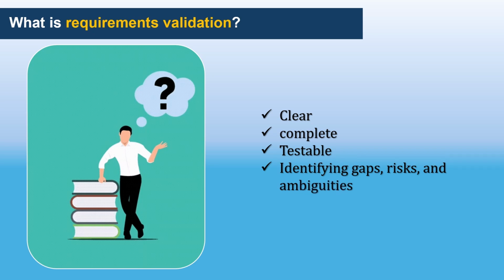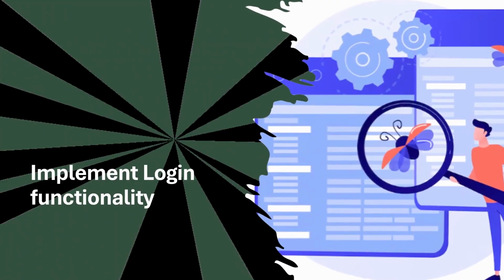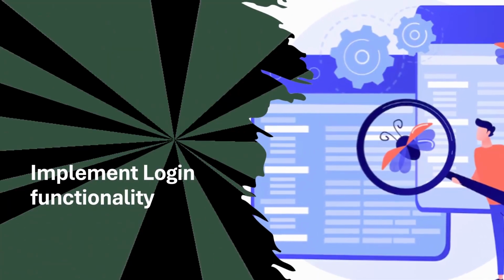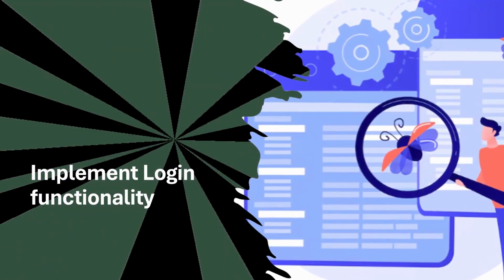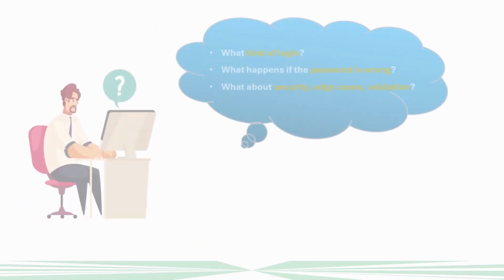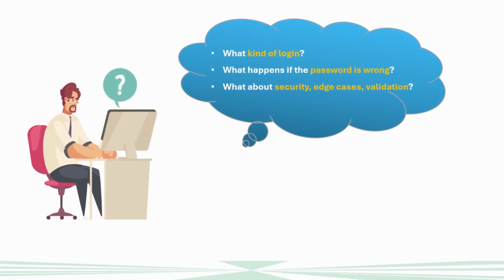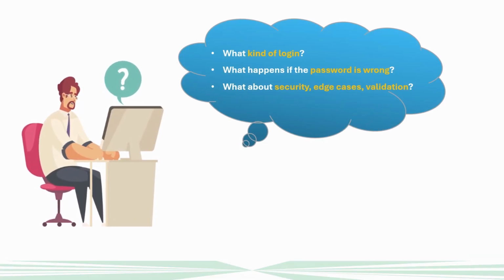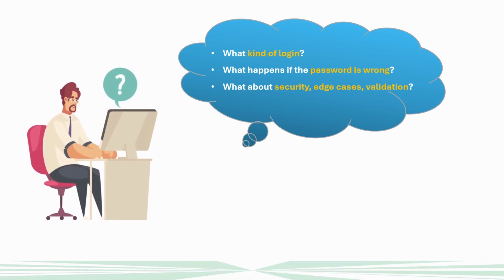Imagine you are a tester, you have just joined a sprint, and a new ticket in Jira pops up telling you to implement login functionality. That sounds simple, but the tester pauses here and asks himself, what kind of login? What happens if the password is wrong? What about security and the edge cases and the validation? This is where requirement validation begins.